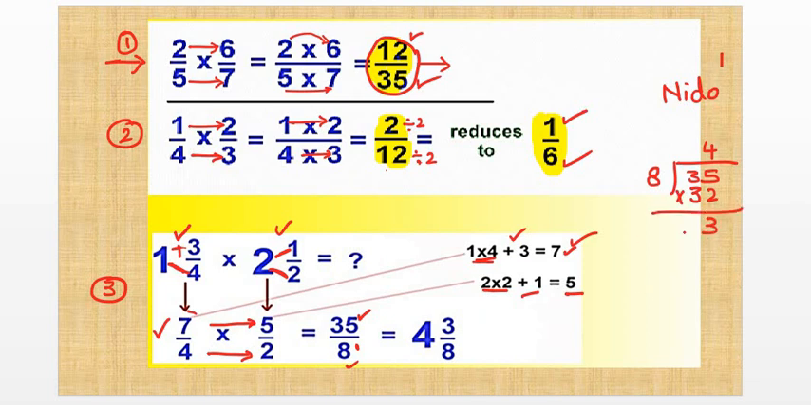Now how can you write the answer? The quotient becomes our whole number. You have to start from here and end over here. So 4 will become the whole number and 3 out of 8 will be our final answer, right? Hope you understand all the ideas.